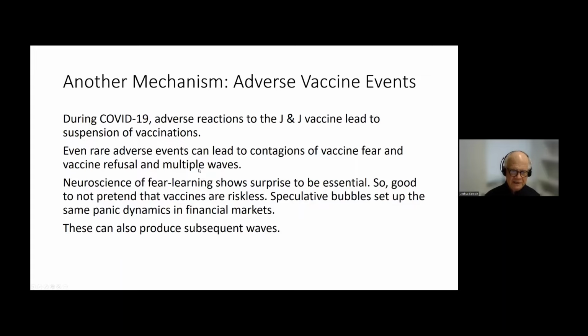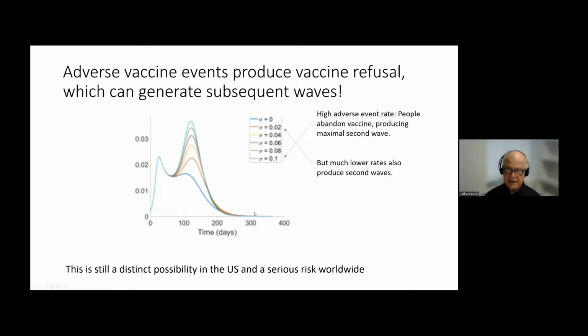All right, and these, again, adverse events can produce subsequent waves also. This is the adverse event rate. And again, with a high adverse event rate, people abandon the vaccine and produce a very big second wave, an even bigger one than in the other case, ceteris paribus on the parameters. And lower rates also can produce second waves. And this is still possible. We're just beginning a phase of childhood vaccination in the United States, and if there's even a couple kids who do badly, my intuition is there'll be an issue, as there was with the adult vaccine.